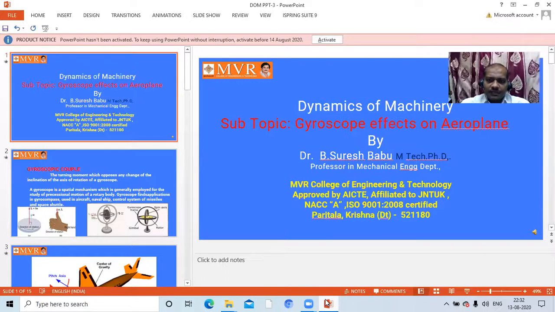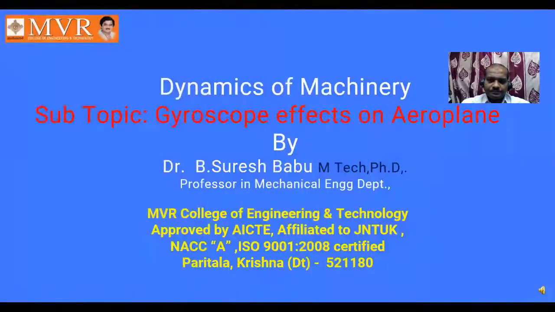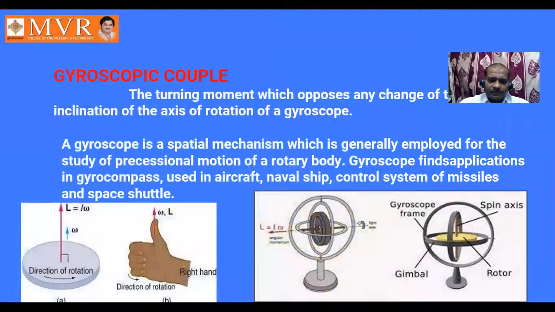The first unit contains gyroscopic effects on ship, aeroplane, two-wheeler, four-wheeler. As a part of the syllabus, we are going for this aeroplane concept. Let us go to this one. So, gyroscopic effect on aeroplane is a prominent and important topic in dynamics of machinery. Let us go for the fundamentals of this one.